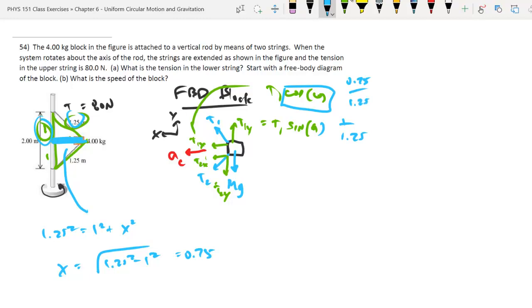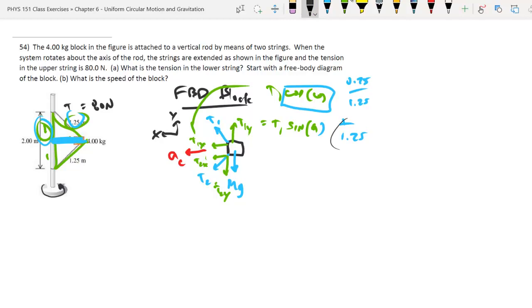Okay? Or you can find theta from the definition of sine, right? Arc sine of 1 over 1.25. And if you want to find theta, this is equal to 53.13 degrees.